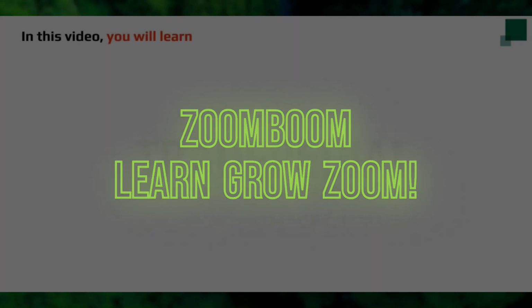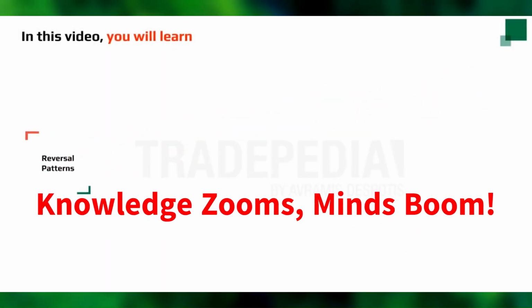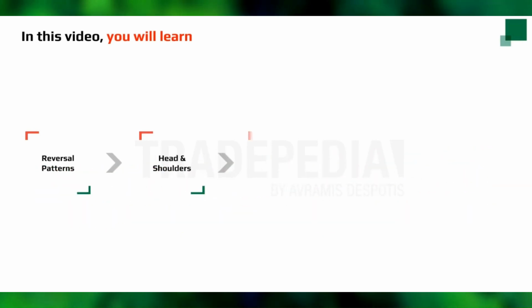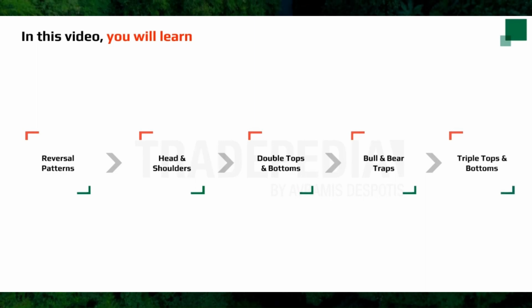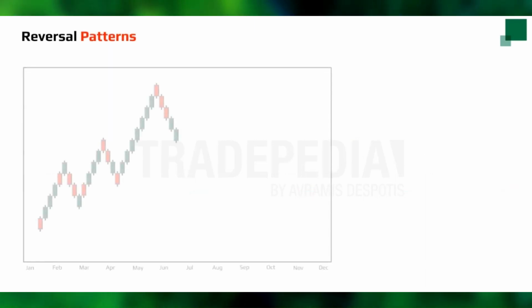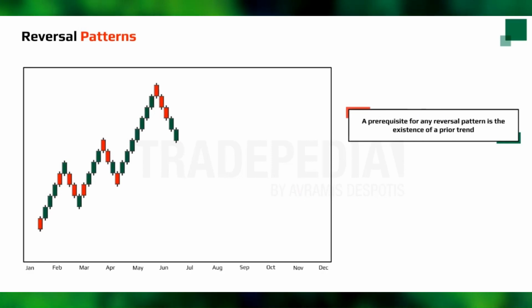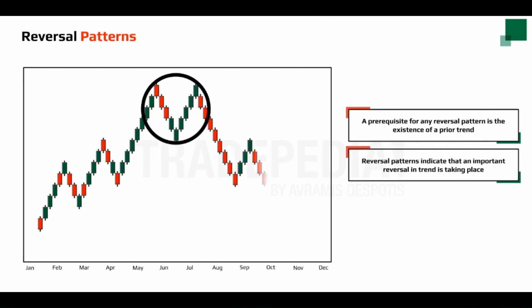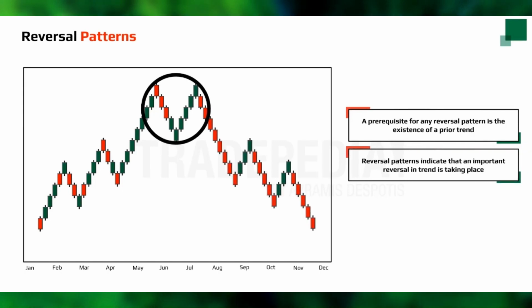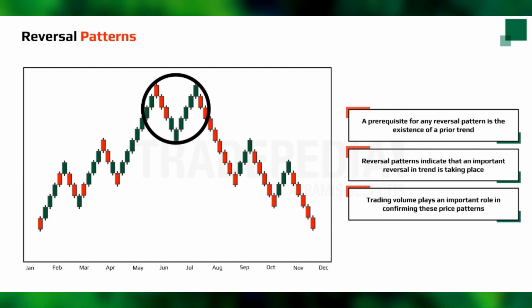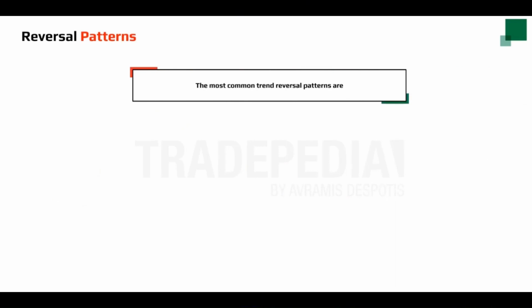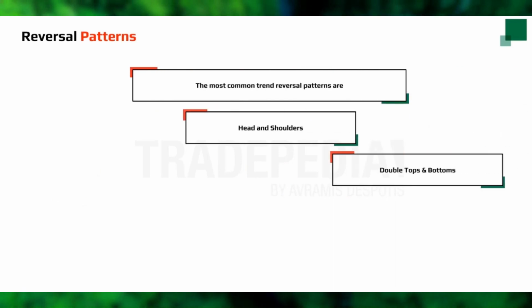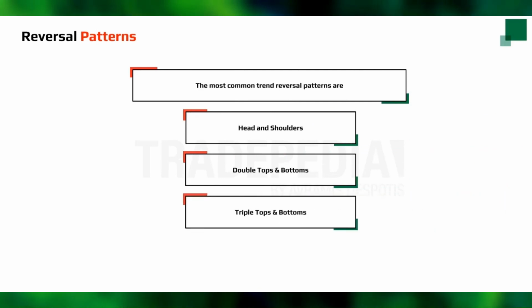In the video, you will learn different types of reversal patterns, such as head and shoulders, double tops and bottoms, bull and bear traps, and triple tops and bottoms. A prerequisite for any reversal pattern is the existence of a prior trend. Reversal patterns indicate that an important reversal in trend is taking place. Trading volume plays an important role in confirming these price patterns. The most common trend reversal patterns are head and shoulders, double tops and bottoms, and triple tops and bottoms.